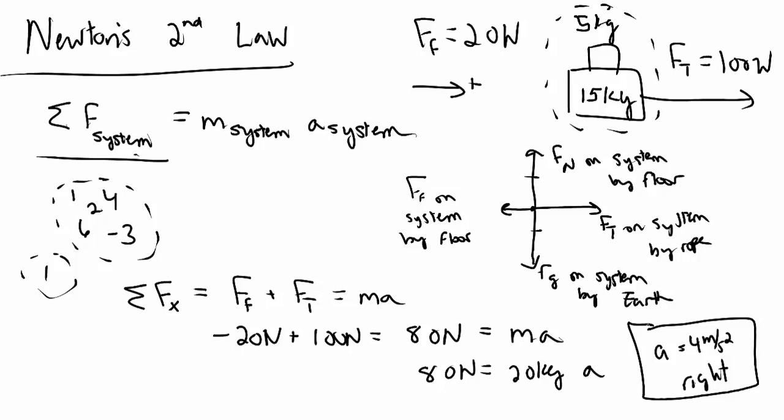So again, the key idea for Newton's second law is to first figure out your system net force. Well, even before that, you have to define the system, figure out what the net force is and what the system mass is, and then use this rule to figure out the acceleration, if that's what you're doing.